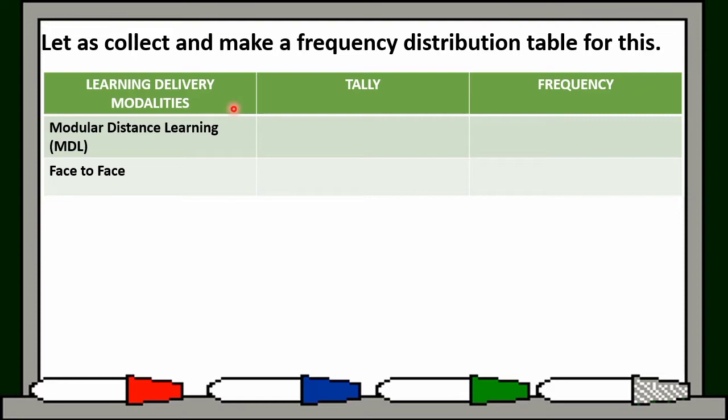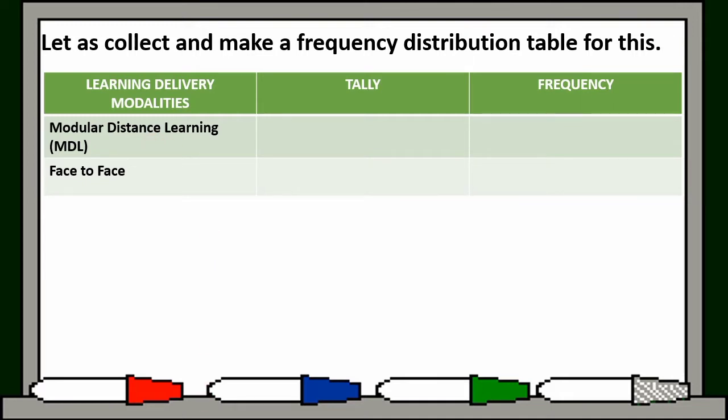Okay, so gumawa tayo ng ating table na merong 3 columns and 3 rows. So, for the first column, nilabelan natin ng learning delivery modalities. Second column, label niya ay tally, and then the third column is the frequency. For the learning delivery modalities, we have 2, the modular distance learning or the MDL, and then the second one is face-to-face. Ngayon, pagdating dito sa tally, dito mo ilalagay kung ilan ba ang pumili ng modular distance learning.